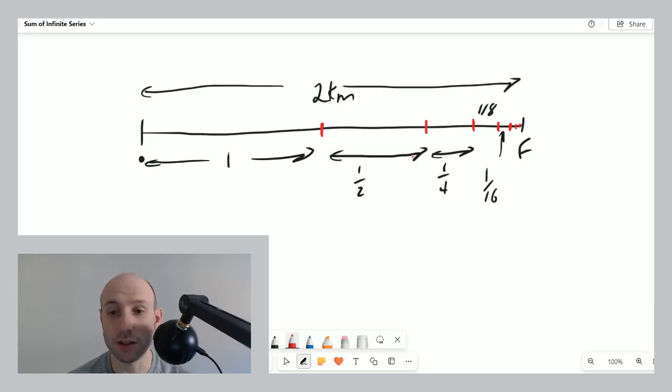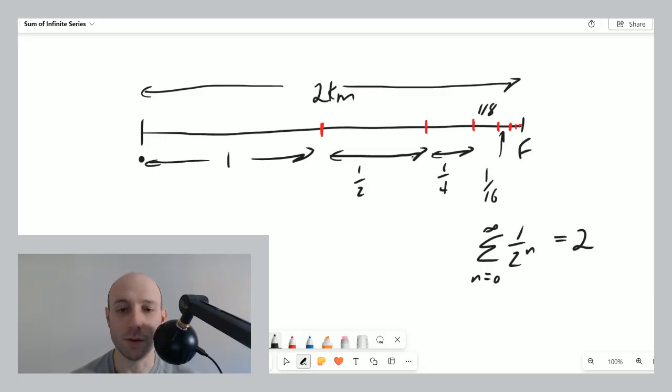So how much distance will you cover if you keep doing this to infinity? In other words, what do you get if you add up all of these distances that you're traveling? Well, you will get 2, which is the whole distance, right? It's the sum of 1 over 2 to the power of n as n goes from 0 to infinity. Well, that is going to equal 2. So there's an illustration of how a positive infinite series can add up to a finite number, something other than infinity.